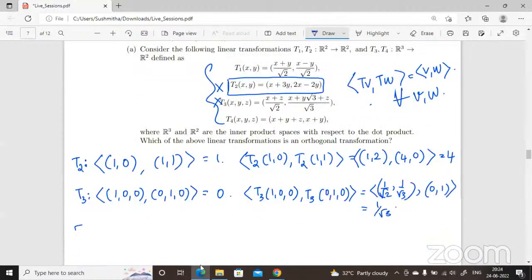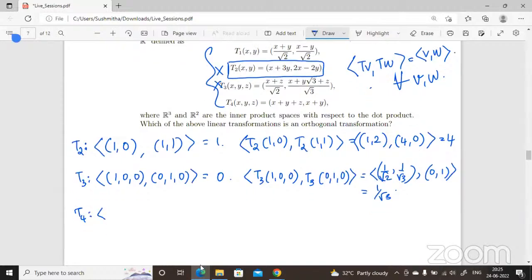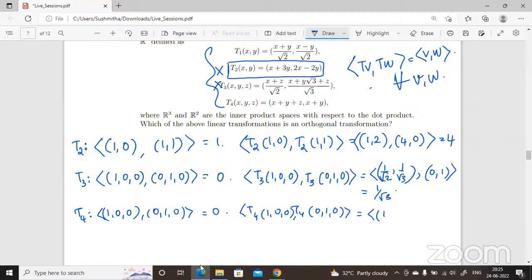Okay, T4. I have taken the same vectors again: 1, 0, 0 and 0, 1, 0. T4 of 1, 0, 0 and T4 of 0, 1, 0, the inner product is coming 2. So is it clear how to check whether a linear transformation is orthogonal or not? These are all not.